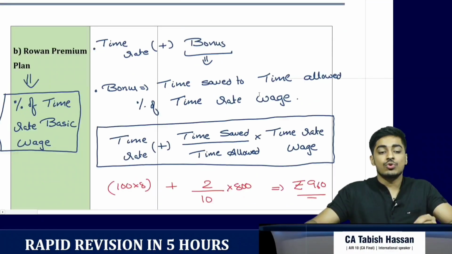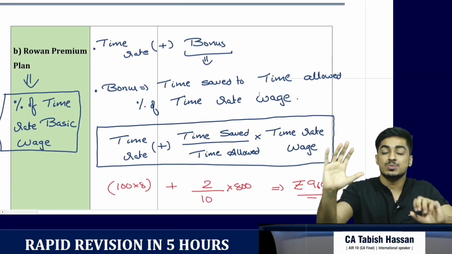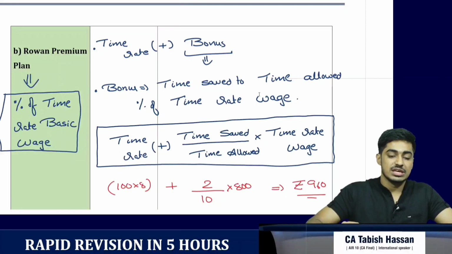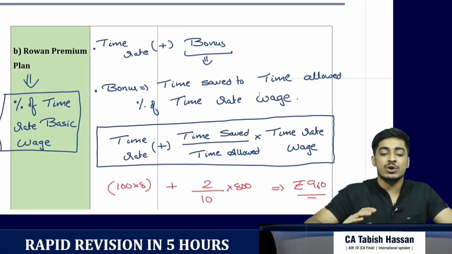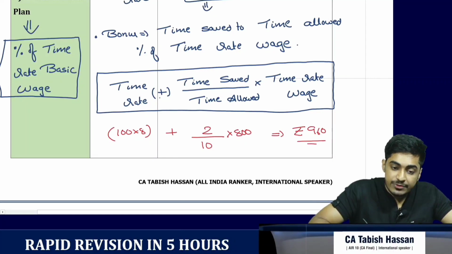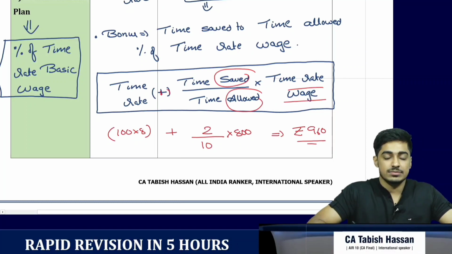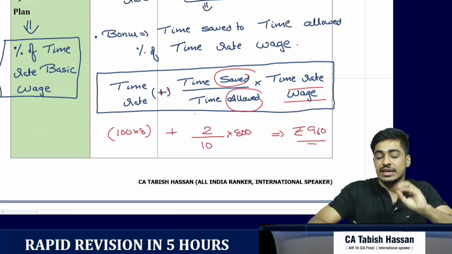Next we have the Rowan premium plan. Here also it is again time rate plus bonus. But how do we pay the bonus? Bonus is paid as a proportion of time saved to time allowed, of time rate wages. So the formula comes to time rate wages plus the proportion of time saved to time allowed into time rate. Say time allowed is 10 hours. That is, standard hours is 10 hours.